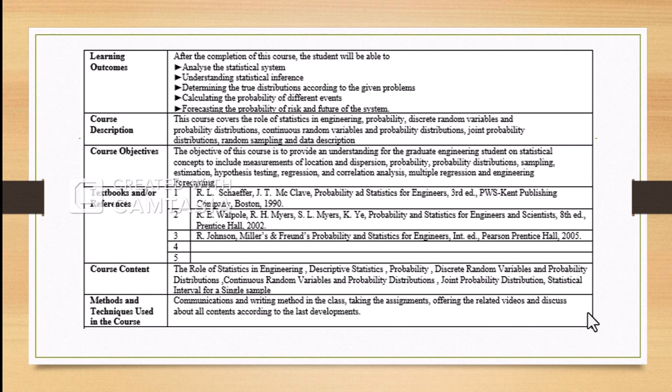The course objectives are also written over here, and the textbook as well, or references for this course. I just put 3 references over here, but the main reference that we use in this course is Probability and Statistics for Engineers and Scientists, the second one over here, which is written by Myers. The course content can be seen over here, and it's listed there. It contains the joint probability distribution, statistical intervals for a single sample, and so on. The method and technique used in this course is communication and writing in the class, and we just use our tools over here, I mean PowerPoints and also the light pen to describe the contents of this course.